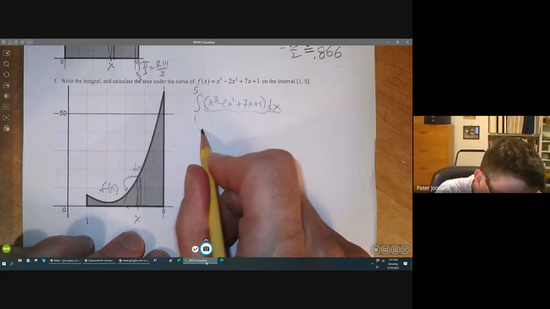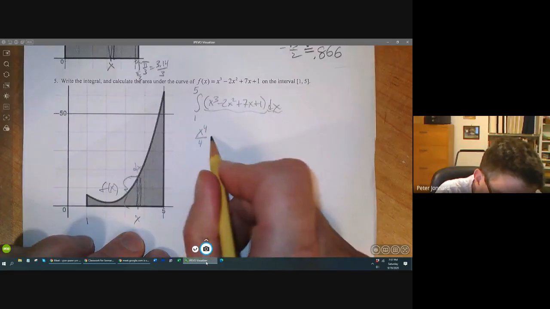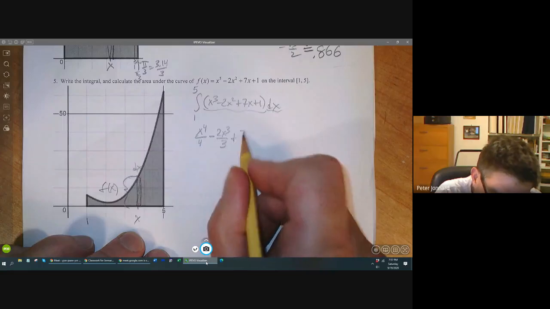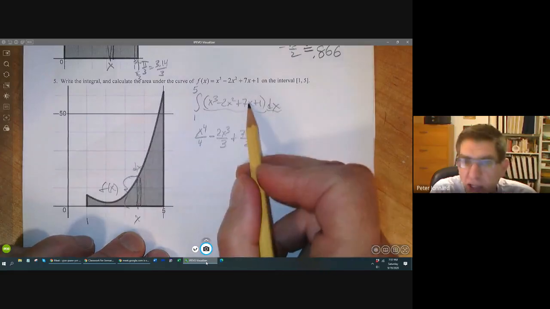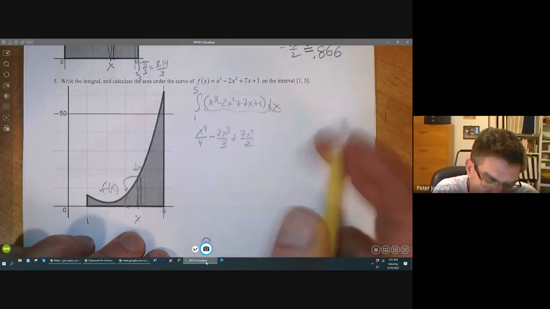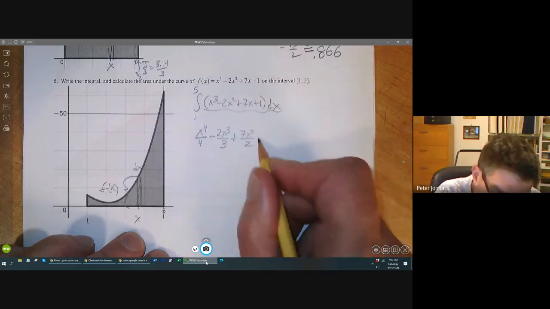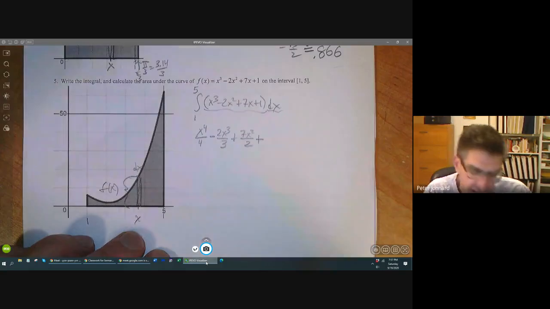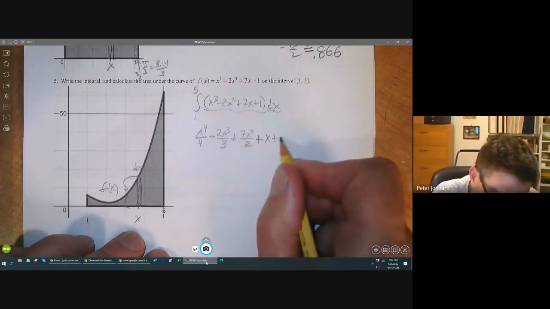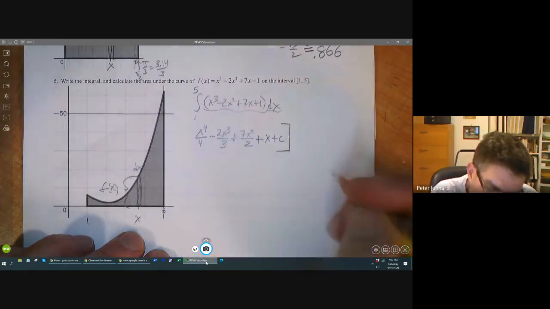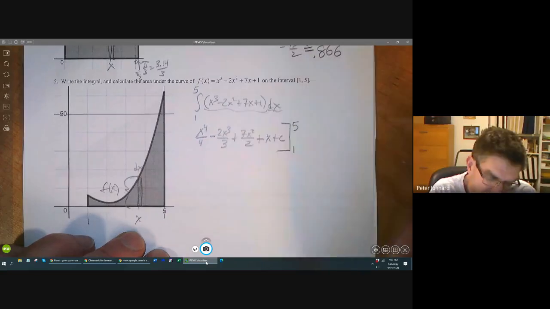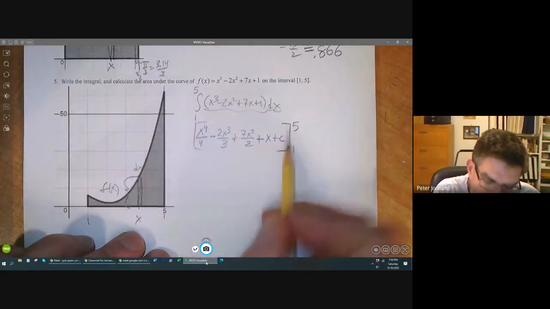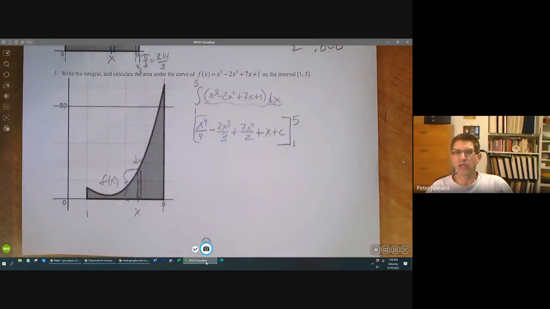This would be x to the 4th over 4 minus 2x cubed over 3 plus 7x squared over 2. You'll notice with these polynomial functions, I just divide by the new exponent. And then I could write 1x to the 1 and then divide it by 1, right? Plus x and then plus a constant. And I'm going to evaluate this going from 1 to 5, okay? I like to put this in here so it's clear what's being evaluated at 5 and what's being evaluated at 1.